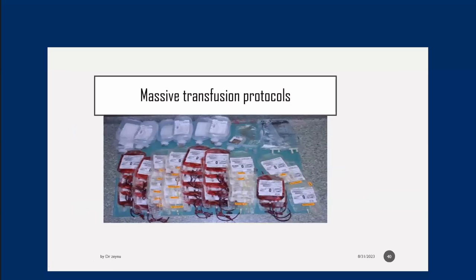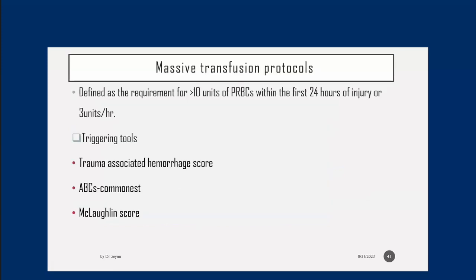So another concept is the massive transfusion protocol. Massive transfusion can be defined retrospectively, like a patient who needs 10 units of packed RBC within the first 24 hours of injury. But this doesn't make sense since it's a retrospective definition. It's better to define it as whenever a patient needs 3 units per hour, we can say that the patient needs massive transfusion protocol. So we have a lot of tools to decide which patient needs massive transfusion protocol.